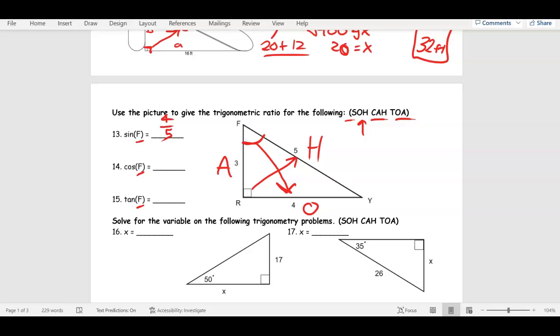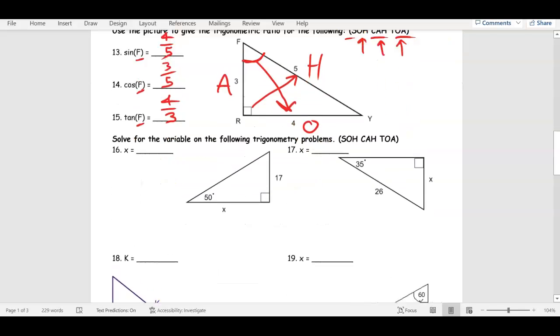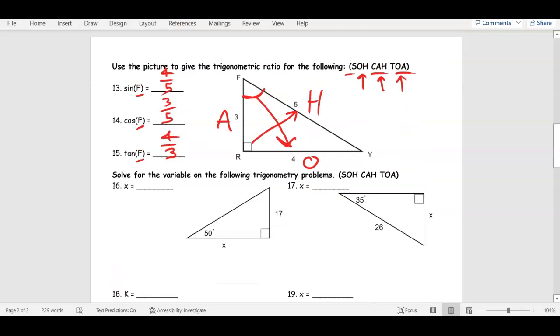Okay, cosine is A over H. 3 over 5. And then tangent is O over A. 4 over 3. And on all these, you leave it as a reduced fraction. If they were not reduced, we would try to reduce them. Okay, but these are good. Okay. Do some more trig.